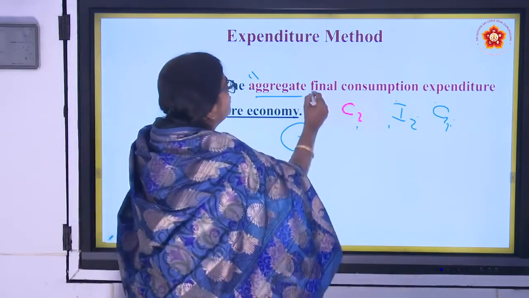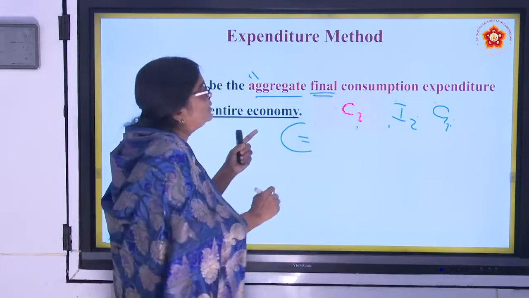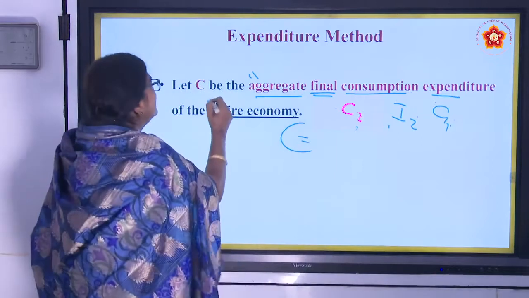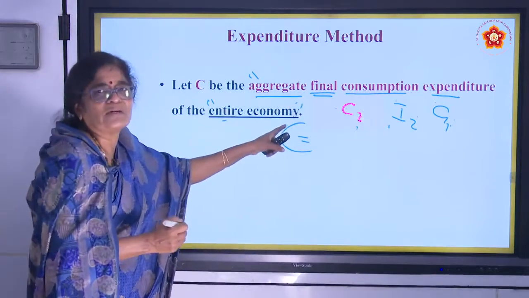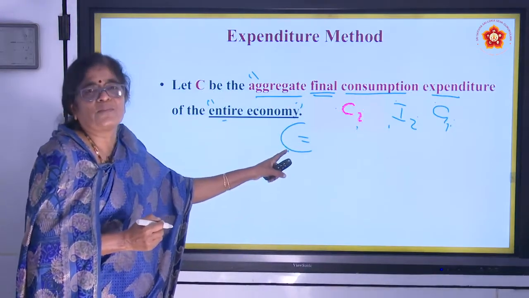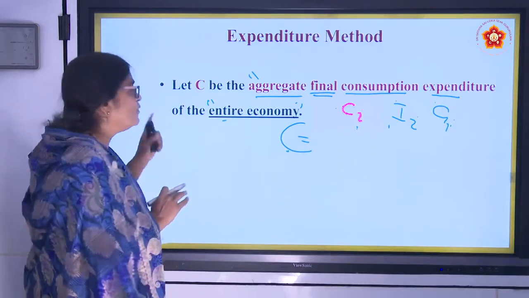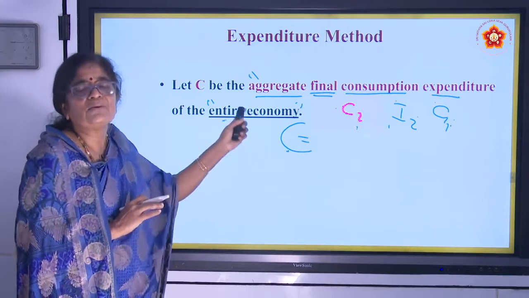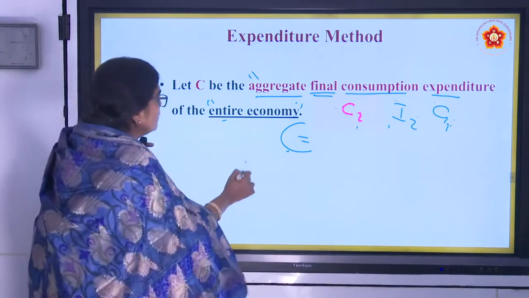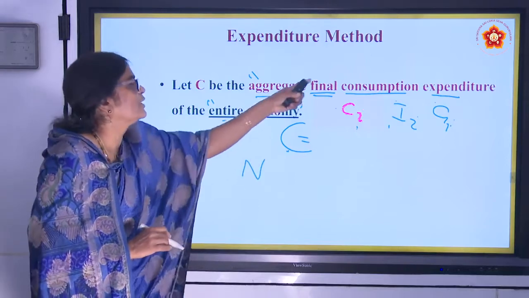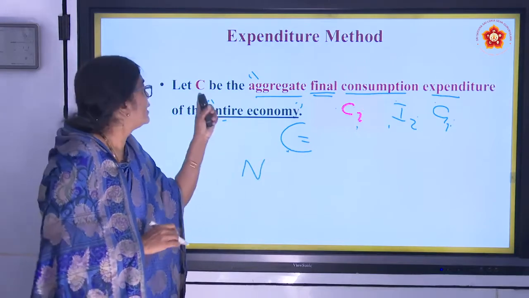Aggregate final: you have to mention this word also, very important. Each term is very important. Consumption expenditure of the entire economy. Capital C is for the entire economy, not for firm i or anything. But we have assumed that the entire economy in our case has N number of firms. Therefore, the aggregate final consumption expenditure of all the N firms is denoted by capital C.